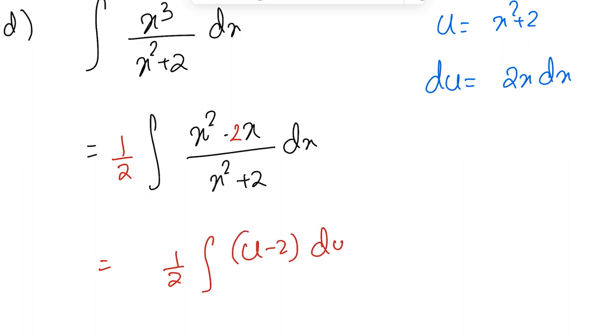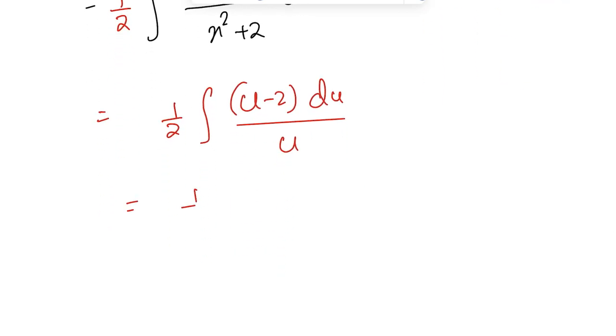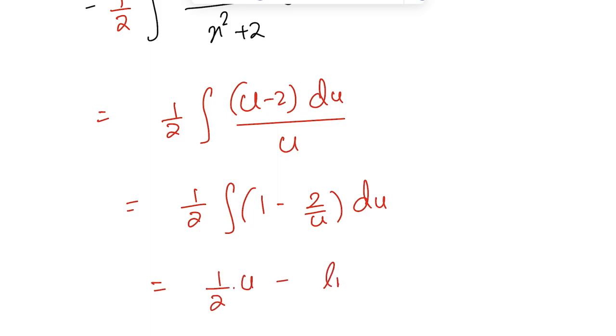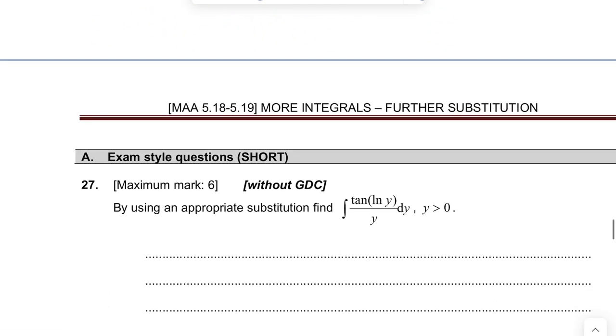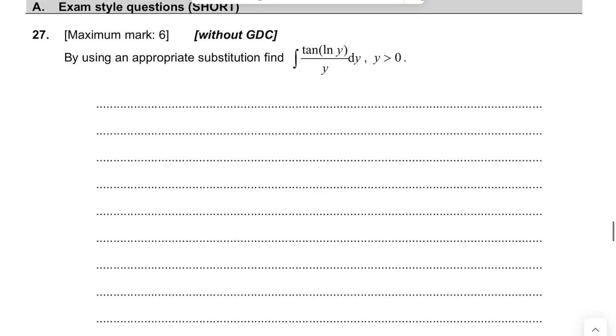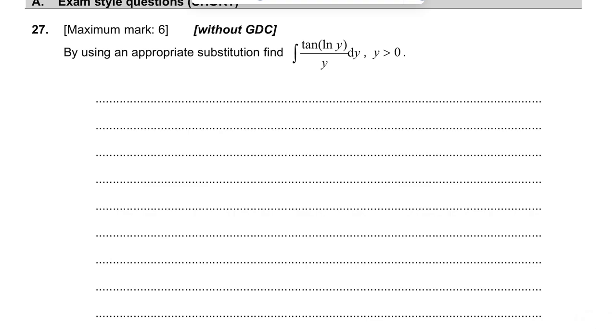2x dx is du, divided by x square plus 2, which is u. So it is 1 upon 2, u minus 2 upon u du, which is 1 minus 2 upon u du. So what do I get from there? 1 times u minus 2 ln u. What was u? u is nothing but x square plus 2. So it is (x square plus 2) upon 2 minus ln of (x square plus 2), plus c. That's going to be the answer. Question number 27. Use an appropriate substitution.